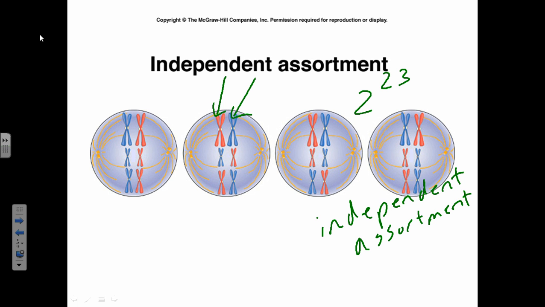Because what's going to happen to these two sets, the set on the left and the set on the right, what's eventually going to happen? They're going to pull apart and they're going to end up in different cells, right? So that essentially means just because of this, we can make that many different sperm or eggs apiece. And that's not even thinking about crossing over. All right, that's metaphase 1.